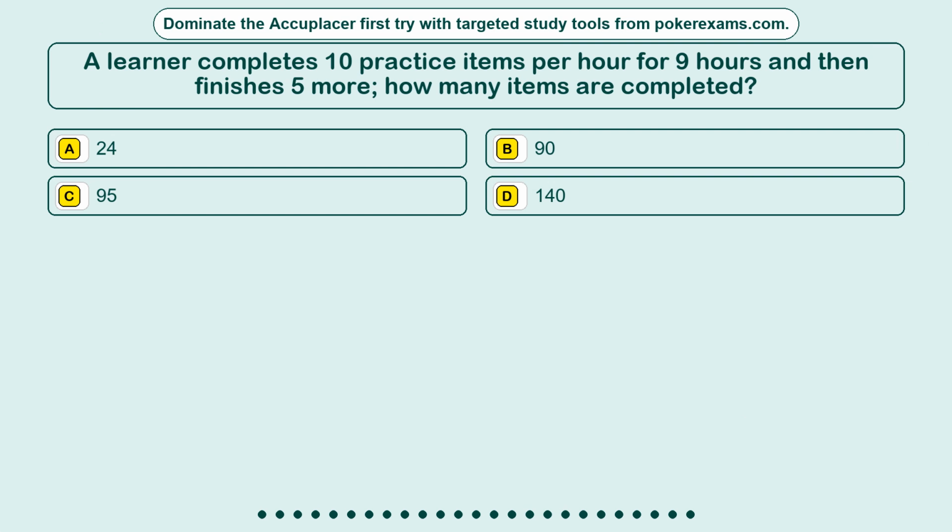Question 8. A learner completes 10 practice items per hour for 9 hours and then finishes 5 more. How many items are completed? Option A, 24. Option B, 90. Option C, 95. Option D, 140.